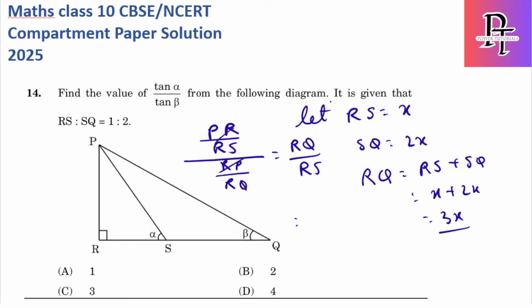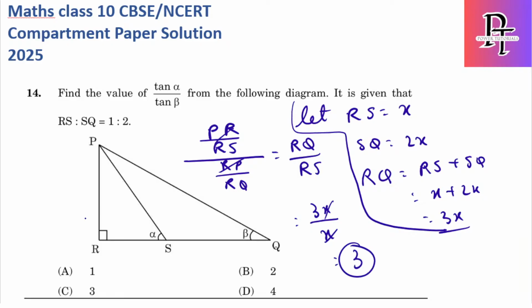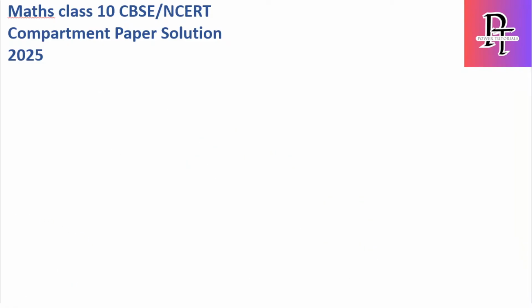Now I will use the conditions which I wrote here. RQ I got as 3x, RS I assumed is x, so x cancels out. So the final answer of the ratio is 3, which is again C. Okay, let's move to the next one.